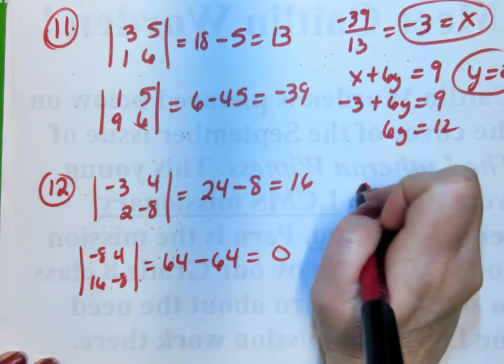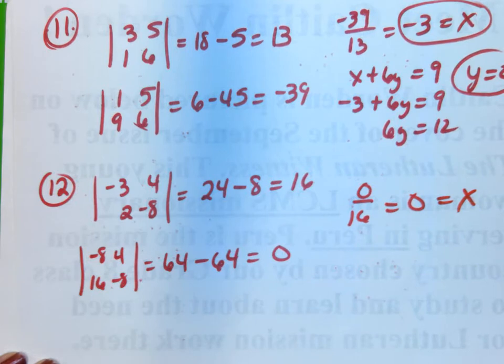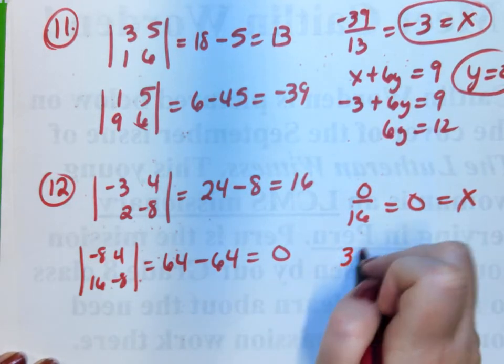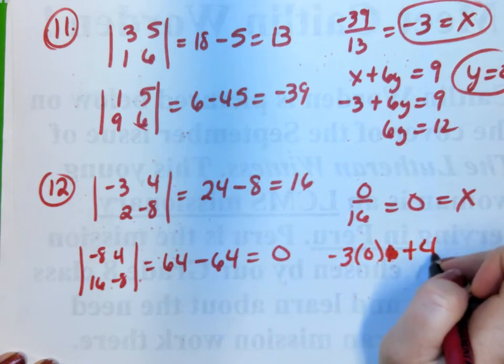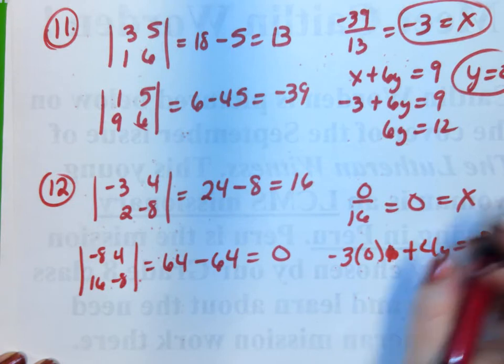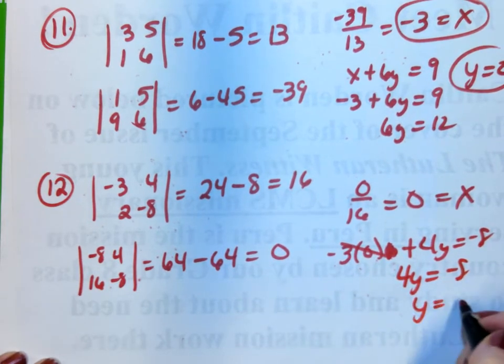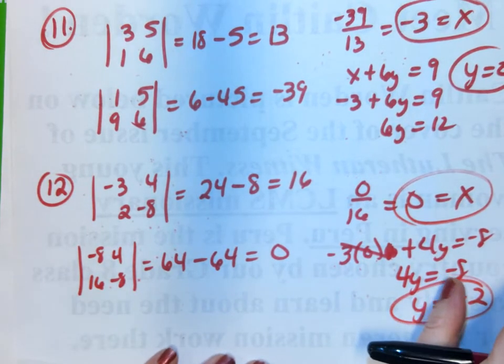So 0 divided by 16 is still 0, so that is what x is. If x is 0, negative 3 times 0 plus 4y is negative 8. That goes away, so 4y is negative 8. y must be negative 2. Here's my x, here's my y.